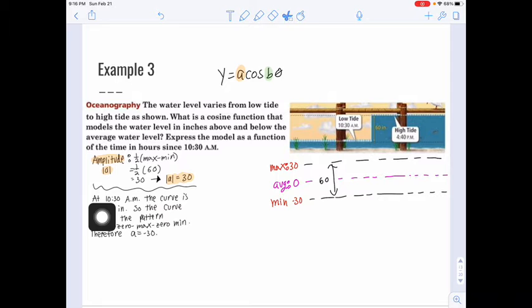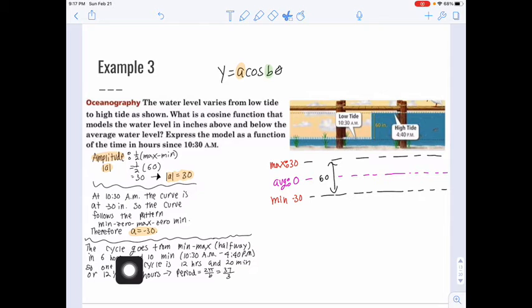Next, we can notice that at 10:30 a.m. the curve is at negative 30 inches, so the curve follows the pattern min, 0, max, 0, min. Therefore, we're going to actually have a negative A, so A will be negative 30.